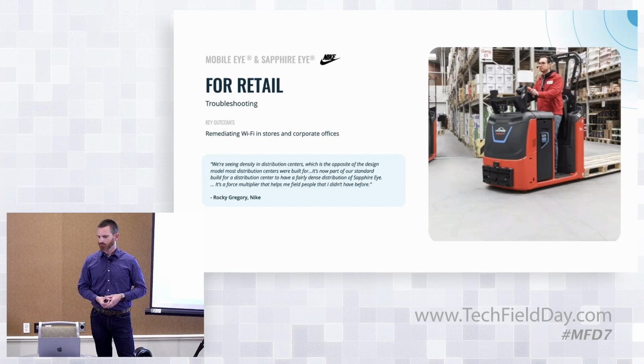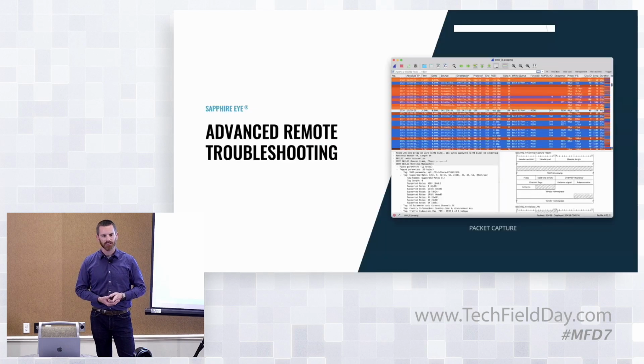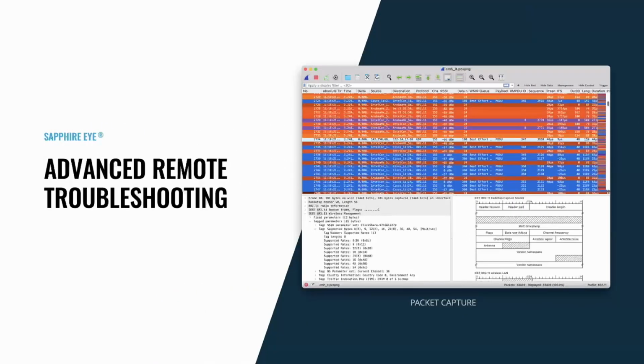So the Sapphire Eye sensor becomes a force multiplier for that wireless team. You can think of it as having your most important troubleshooting tools available wherever it is remotely, short of being able to do a site survey. An on-site RF validation.